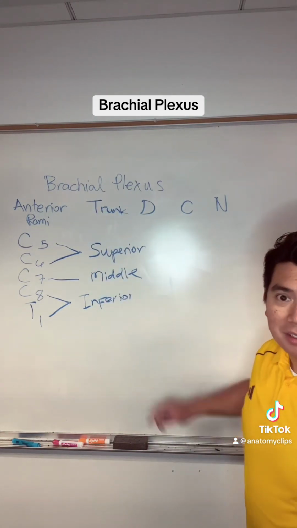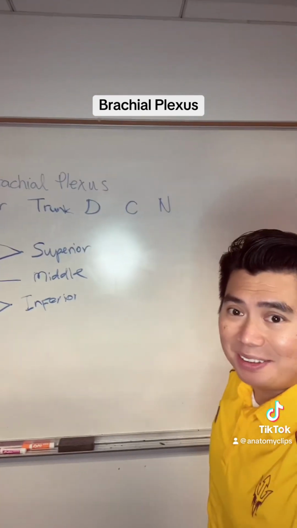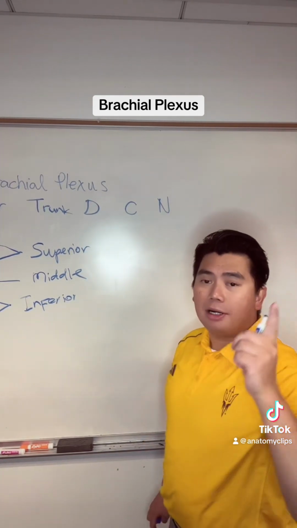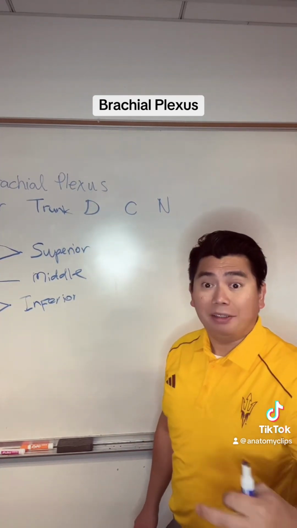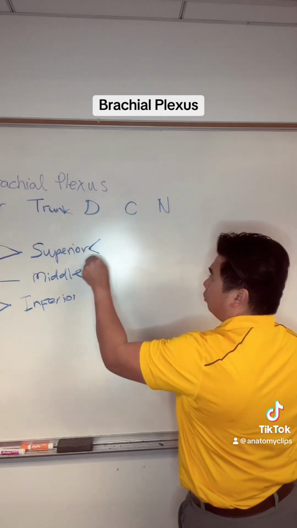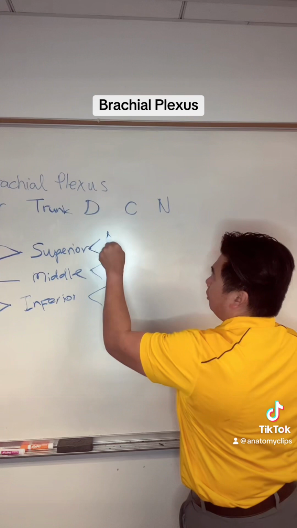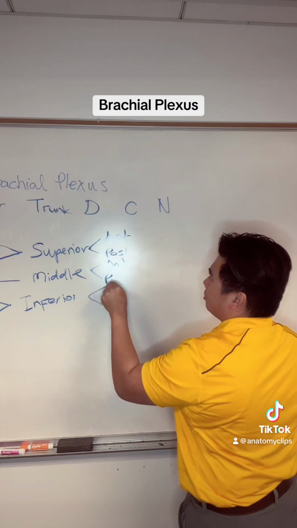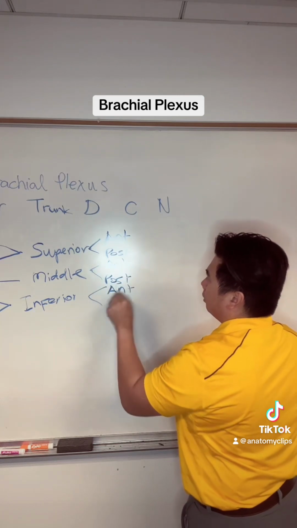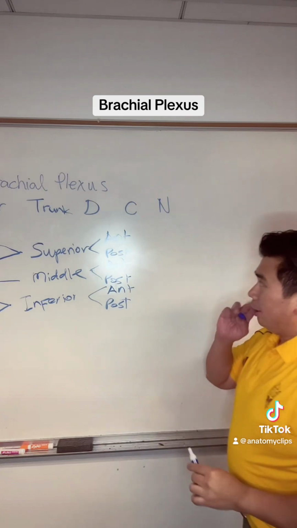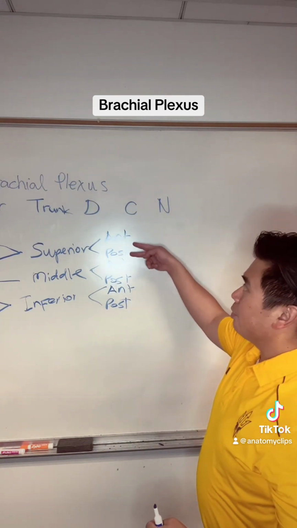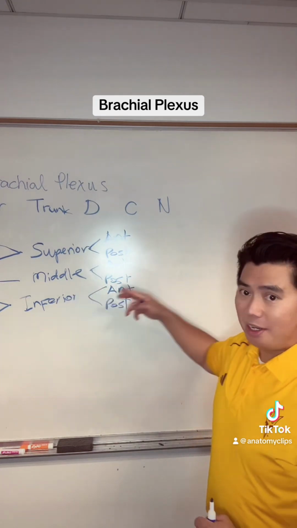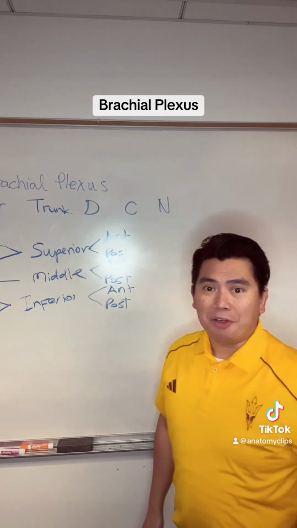Then how does it connect to divisions? So the next part, the divisions: each trunk will have an anterior and posterior division corresponding to it. So this will split into two: anterior, posterior, anterior, posterior, anterior, posterior. Okay, so now there is an anterior and posterior division from the superior trunk. There is an anterior and posterior division from the middle trunk, and an anterior and posterior division from the inferior trunk.